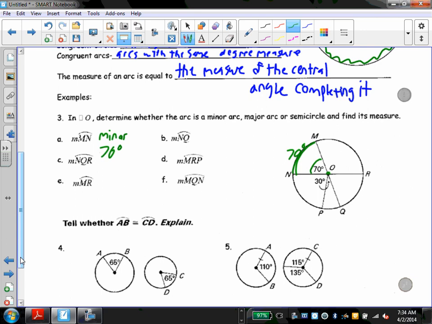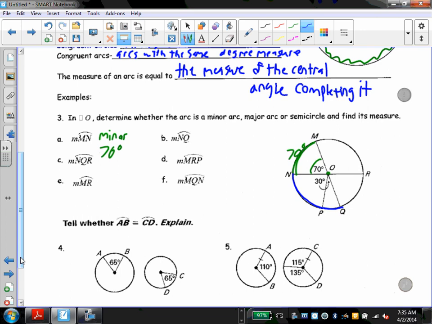Next one we have is the measure of NQ. NQ we see is, let me label it in a different color. We're going to say that NQ is this one here. We could go the other way, but usually when you're given two letters, you're going to want the shorter path between them. So we're going to take that one for NQ.